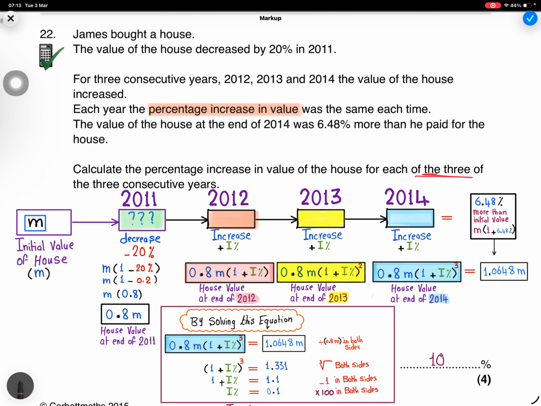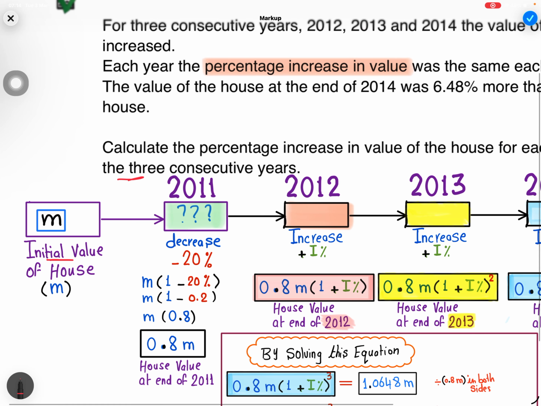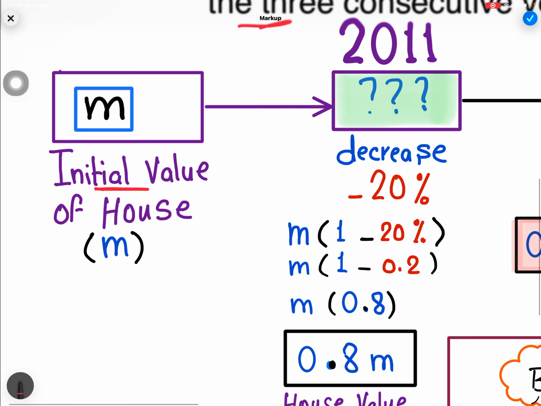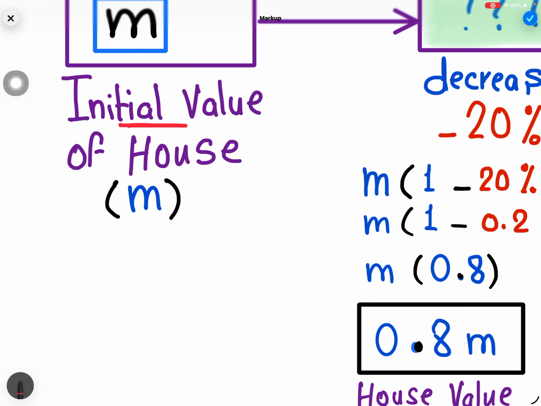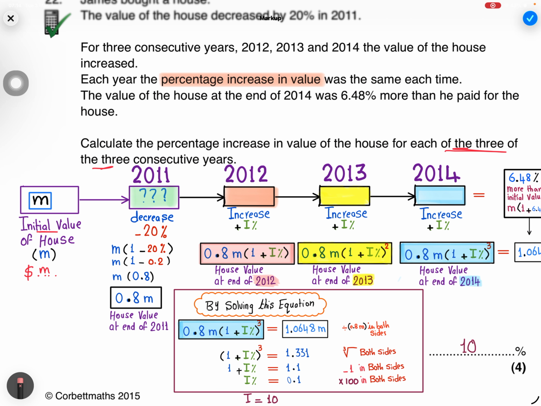Okay. Let's see how we are going to work it out. First of all, let's name a variable for the initial value of the house. Let's name it M. So this is the amount of the house. We don't know how much the house cost at the beginning. Let's say it's $M. We don't need to know how much it was.